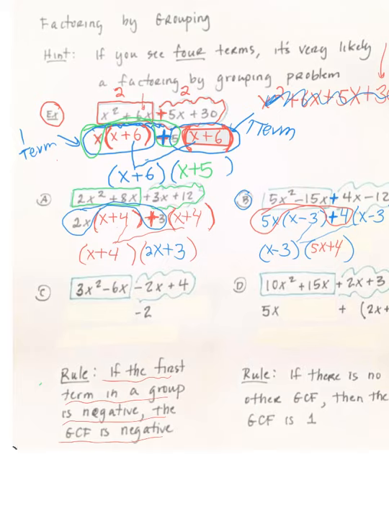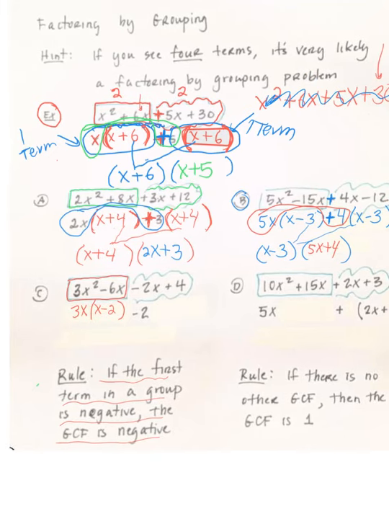So let's take a look at our first two. Right? We're grouping our first two together. We're going to group our back two together when we have 4 things. So on that first two, right, I can see that what comes out of there is a 3x. And I'm left with an x minus 2. Now, here's where that rule comes into play. It says, if the first term in a group is negative, and you notice the 2 does have a negative sign with it.